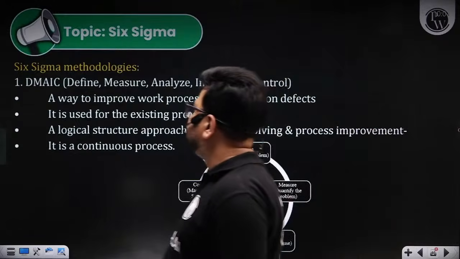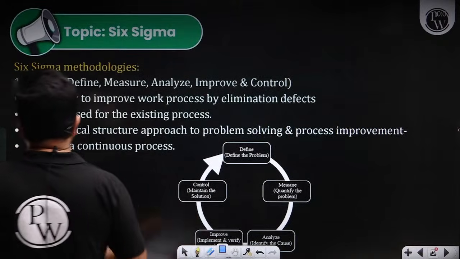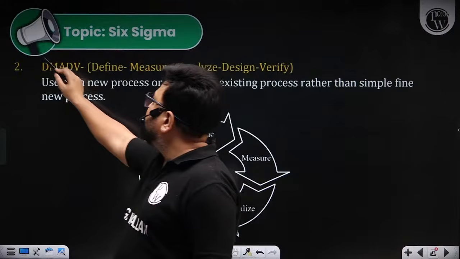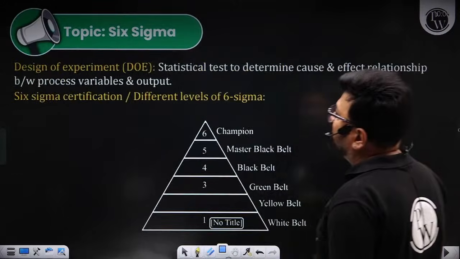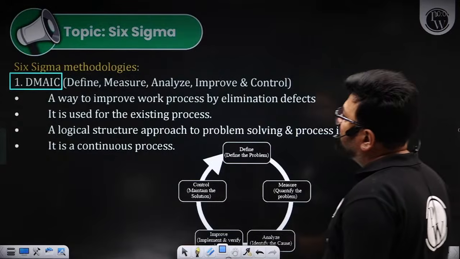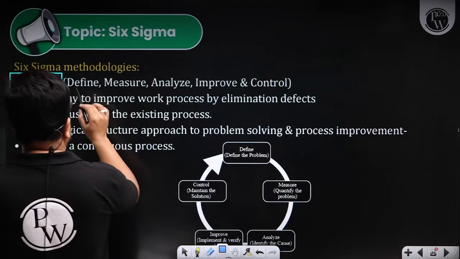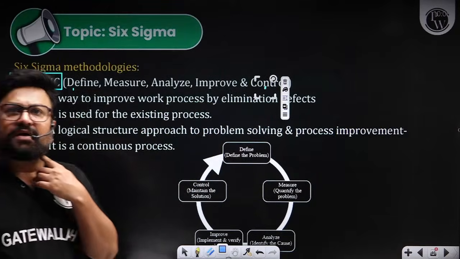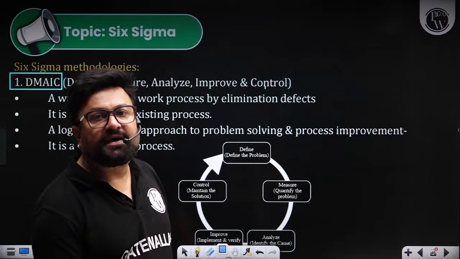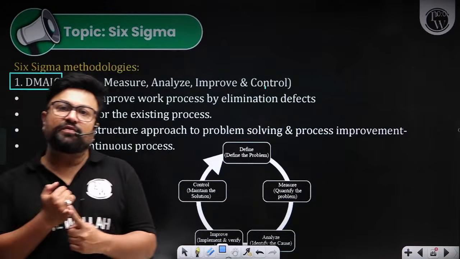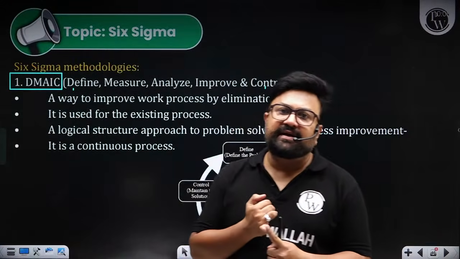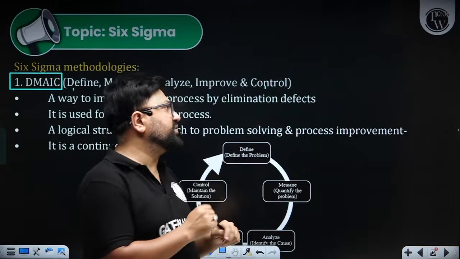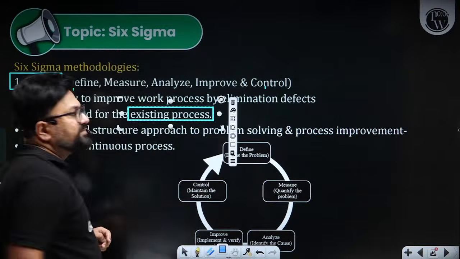Now, Six Sigma methodology. In Six Sigma methodology, there is one DMAIC, and the second one is DMADV. Let's proceed with it later. What is DMAIC? I already told you: define, measure, analysis, improve, and control. Here, what we are going to do is improve the work process by eliminating any defect if it is present. It is used for existing processes only.